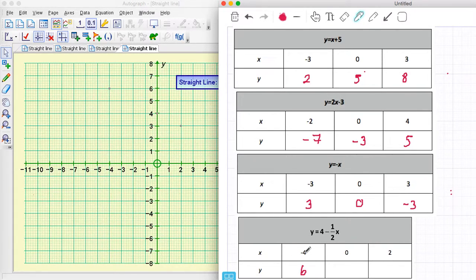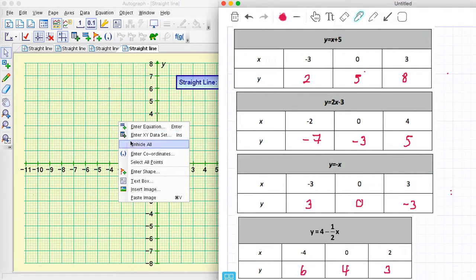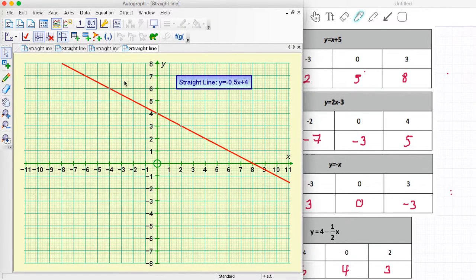So let's just check that I've plotted that correctly. -4, 6. My favourite number is 0. 0 goes into there, that's nothing, so this one's going to be 4. Okay, so 0, 4 is plotted right there, if you've got good eyesight. And 2 goes in, so -1/2 of 2 is -1, so it's 4 minus 1, 3, and I can just plot my line going straight through like that.